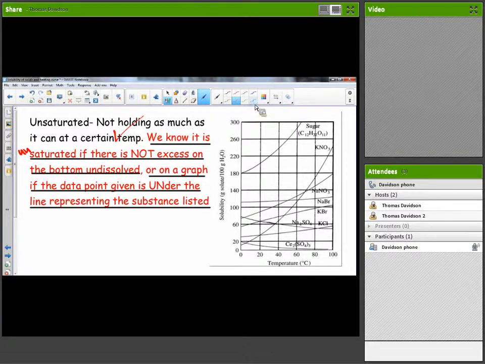Next, that's another way to know that it is unsaturated. And then the third way is if your dot is under the line it's referring to. So if it says your temperature is 20 degrees and it's holding 180 of sugar, this happened yesterday too, then that dot would be below the line you were talking about. So you would say it's holding less or it is unsaturated.